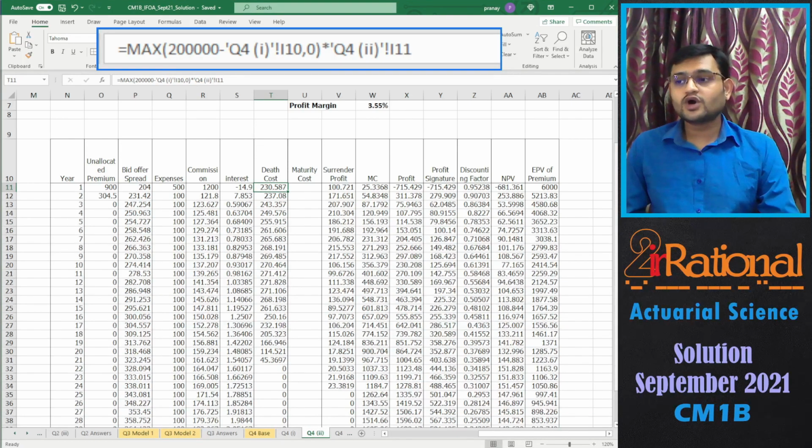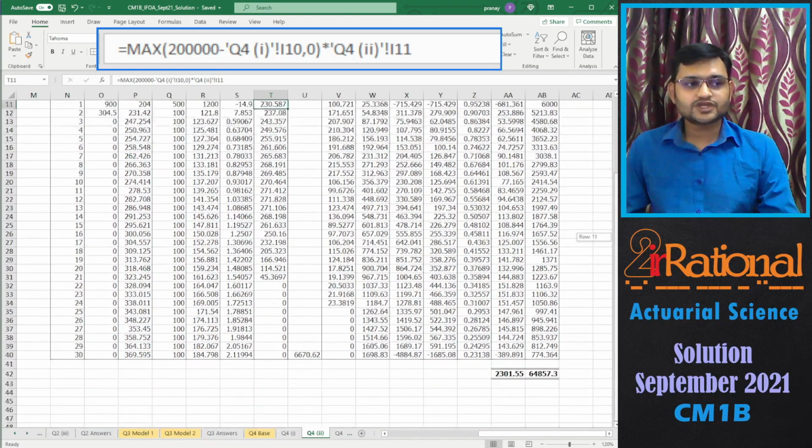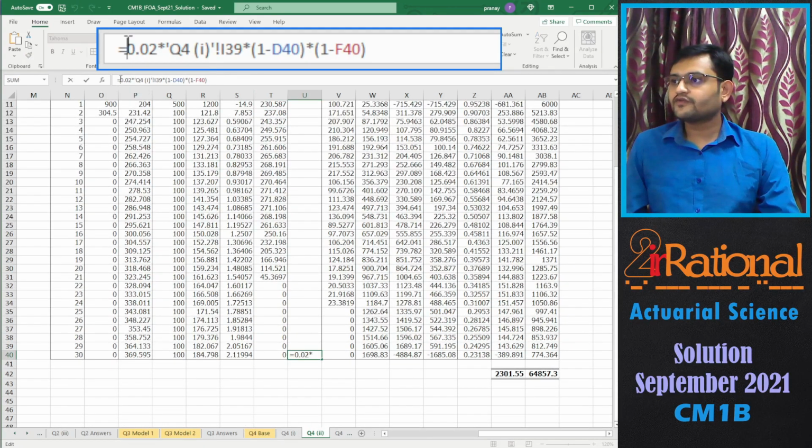For maturity cost, we are paying 2% extra on maturity. So for the value, we are taking 2% multiplied by the bid value multiplied by if both of them survive. So therefore 1 minus probability of death for both of them, we'll just multiply them. So we'll get probability of survival for both of them.